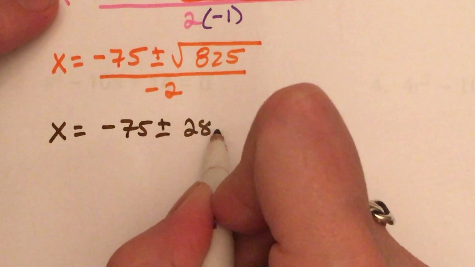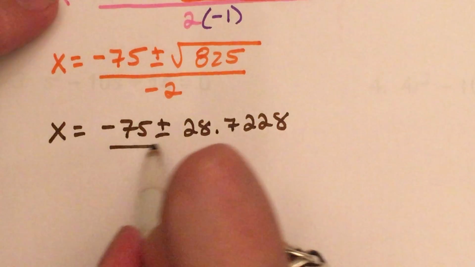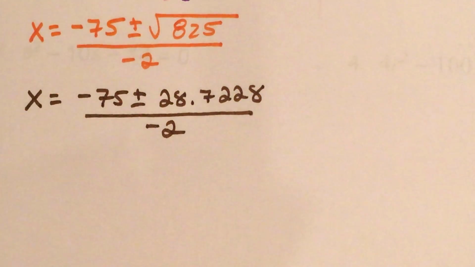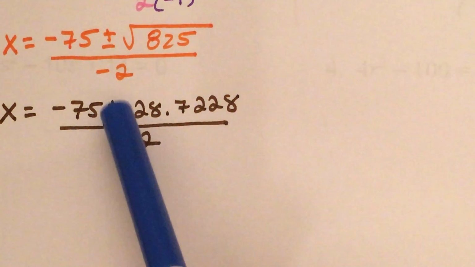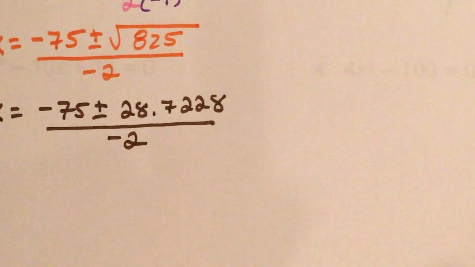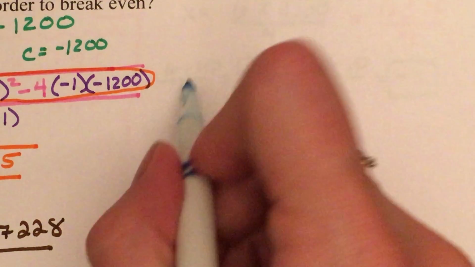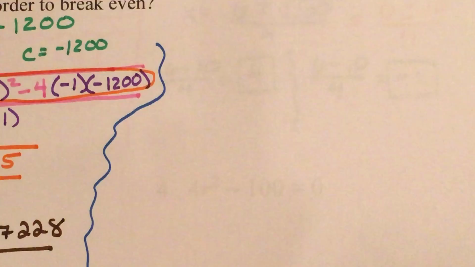So 28.7228 all over -2. All right. So we're going to do the plus and the minus. And we'll use our calculator friend to help us out, and that'll be good. So let's get some space. There we go.